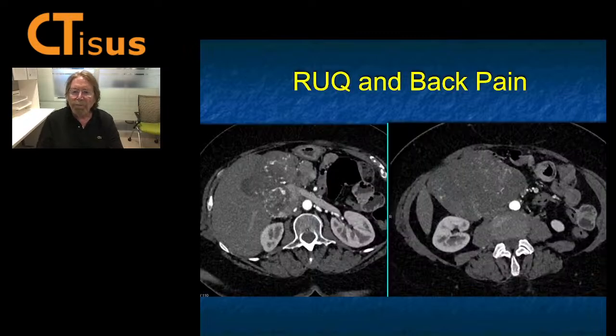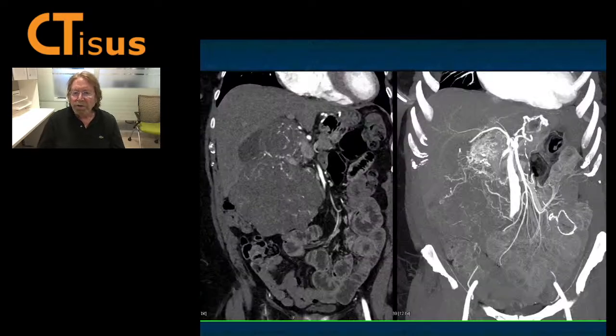This is a patient with right upper quadrant and back pain, and you see a large mass, which is very vascular. Could be pancreas, I guess, could be a liver mass, could be a big retroperitoneal mass. You can see on the coronal views and the 3D MIP, lots of vascularity. Again, could be liver, probably not pancreas, bad epicenter. Retroperitoneal mass, could be kidney. You don't see the kidneys here, but I'll tell you the kidneys are normal.